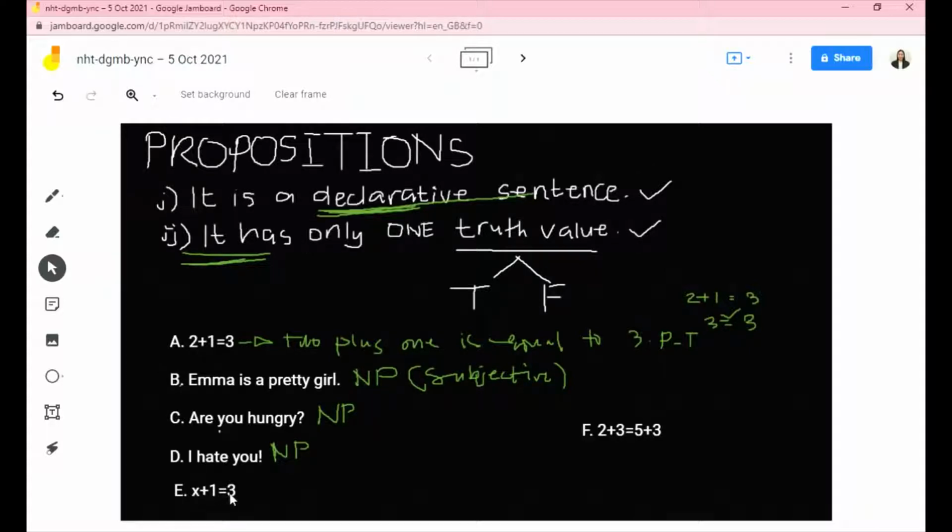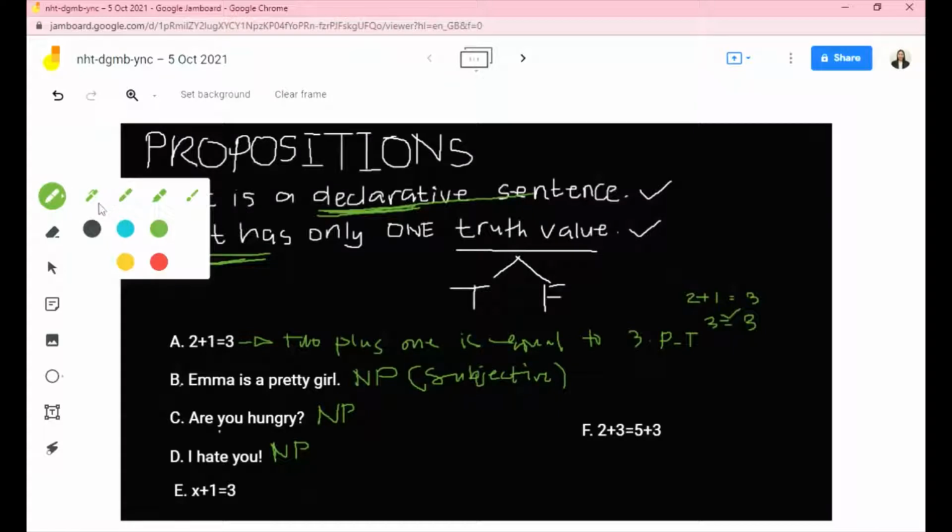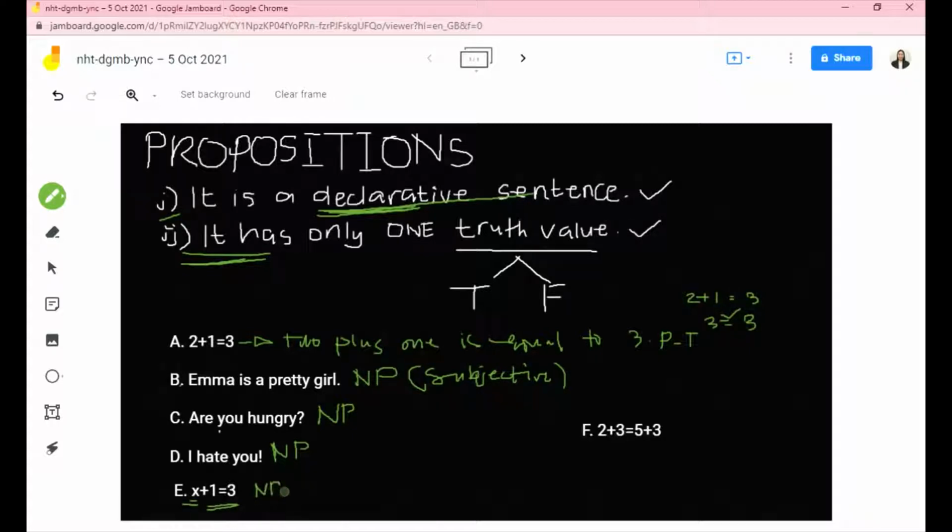x plus 1 is equal to 3. This is a declarative sentence, so it satisfies the first condition. But for the second condition, remember it has only one truth value. But in this case, we cannot determine if the statement is true or false unless we have a specific value for x. So it's not a proposition, because the truthfulness of this sentence depends on your value of x.